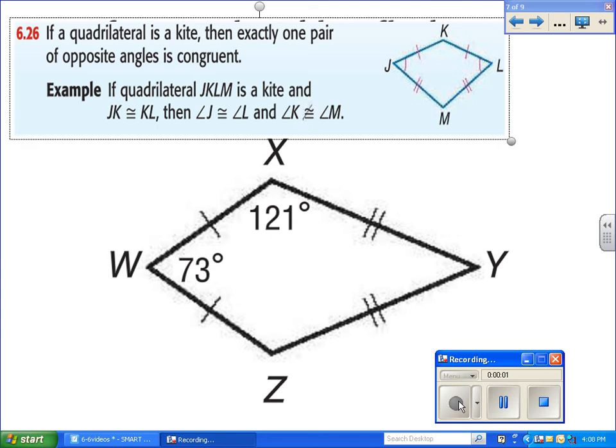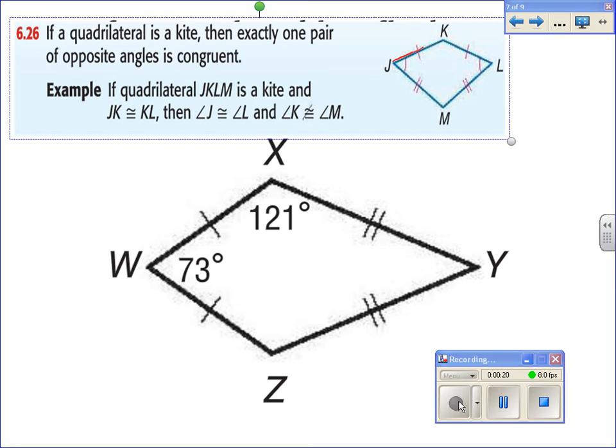Okay, our last two theorems deal with kites. Now, theorem 6.26 says that if a quadrilateral is a kite, then exactly one pair of opposite angles is congruent. Now, those angles that are congruent are the intersections of the two sides that are not the same. So in this case, J and L. So you have to make sure that you pick the two sides that aren't congruent.